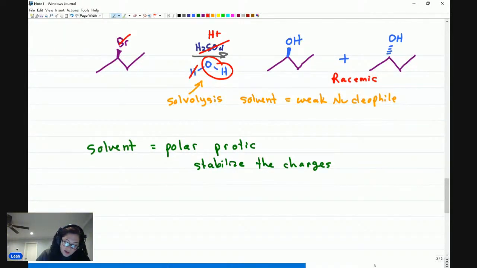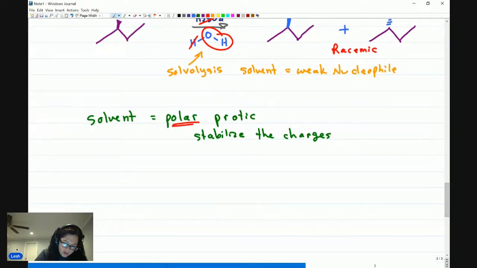A polar protic solvent, polar means that even though they have covalent bonds, they're not exactly the same electronegativity. One side is going to pull a little more than the other, giving us partial charges. I show you water in this case, so let's take a look at the water molecule. The bond between oxygen and hydrogen is covalent, it is sharing, but oxygen being highly electronegative has more negativity. That makes both hydrogen atoms very partially positive.